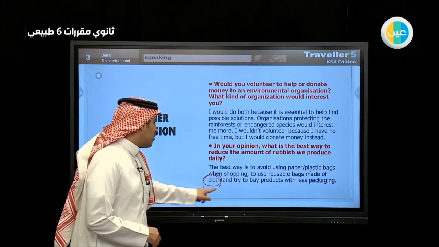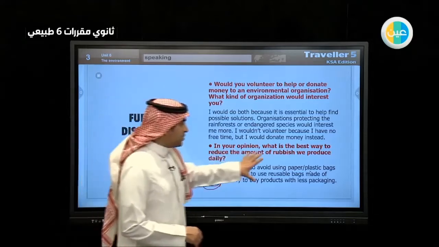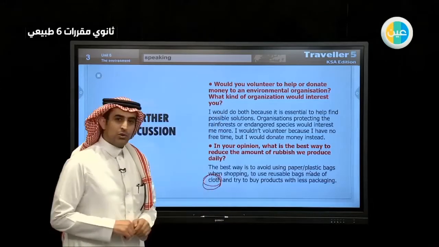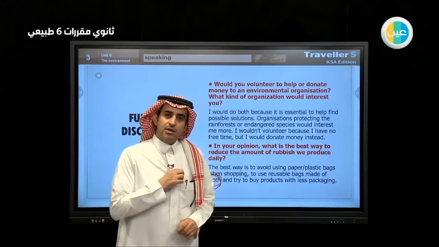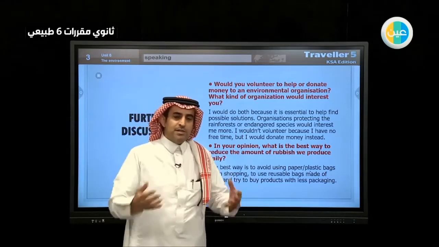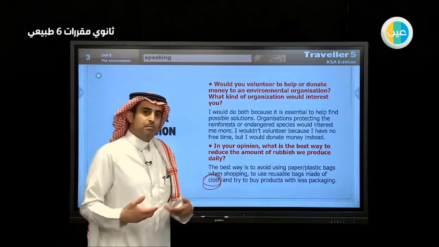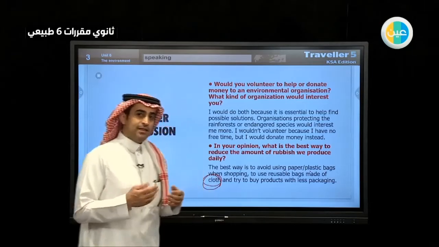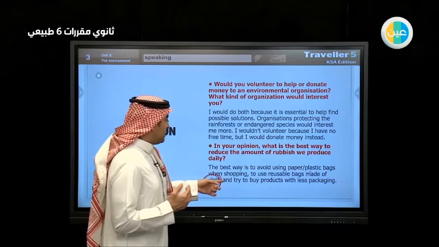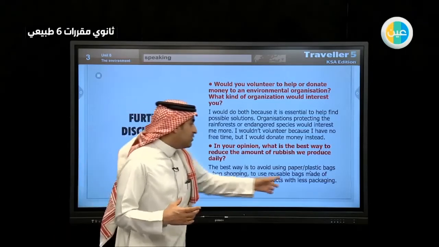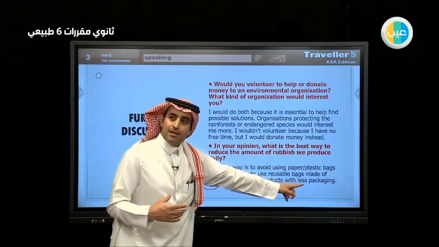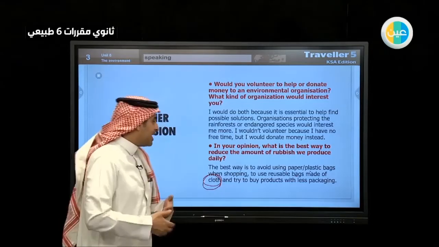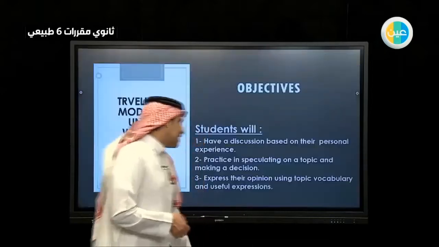Made of cloth. What's cloth? Here, to reduce the trash, he said don't use paper and plastic bags. You can use cloth. Cloth is that material, the material which you can use to make a thobe, to make a shmal, to make a t-shirt, to make a suit, anything. So he said you can use a cloth bag. You can clean it again, and you can use it many times. Buy products with less packaging.